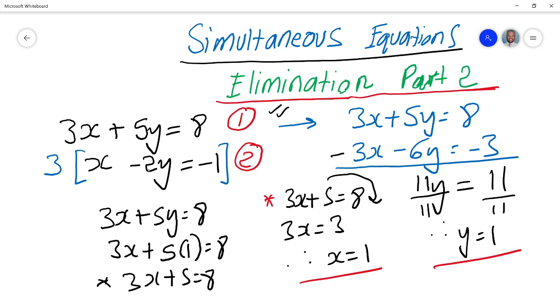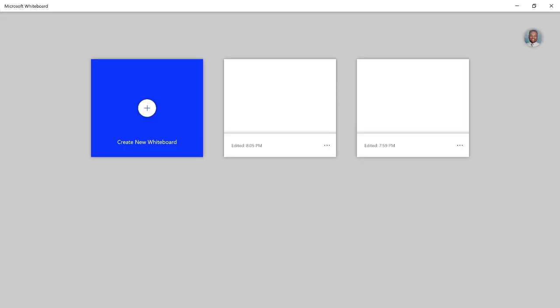So 1 minus 2 times 1 is 2. So 1 minus 2 is negative 1. So therefore, the value of x and y is the same thing. Okay. So let's now move on to the next question.